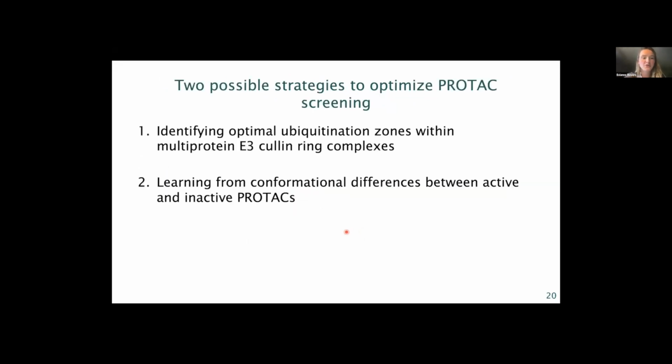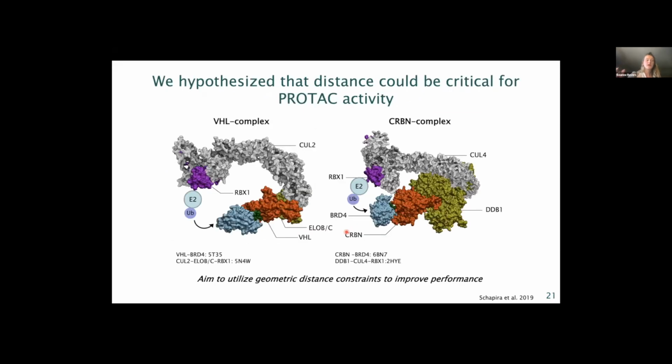And I thought of two possible strategies to optimize this PROTAC screening. One by potentially identifying optimal ubiquitination zones within this whole multi-protein E3 cullin ring complex, but also maybe learning from conformational differences between active and inactive PROTACs. And for the first one, we hypothesized that the distance could be critical for PROTAC activity, since the E3 ligase is part of this bigger multi-protein complex.